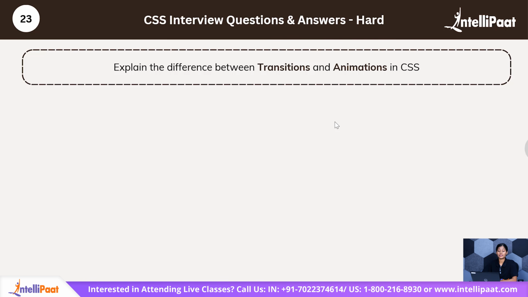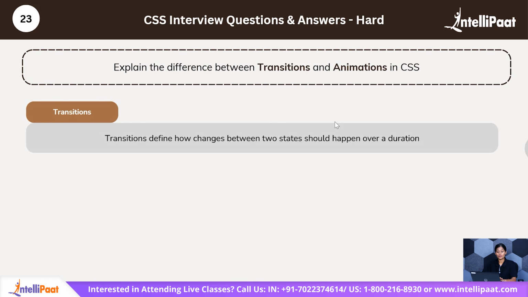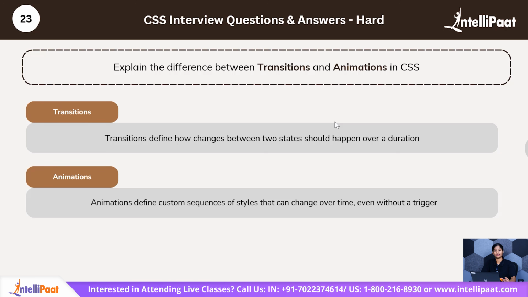Explain the difference between transitions and animations in CSS. We already use transitions and animations with keyframes, but let's dig much deeper into them. So transition defines how changes between two states should happen over a duration. The main difference between both of them that I observed is that a transition always happens after a certain trigger happens. But for animation, the triggers are not required. Even without a trigger, it can happen.